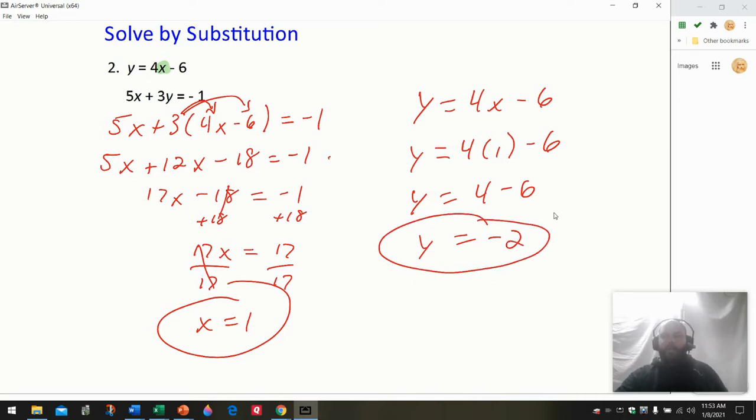Once you get your x and y, you have to write the ordered pair. So in this case, the x was 1 and the y was -2. So we write the ordered pair 1, -2. And once again, because we ended up with one ordered pair, that means if you graphed both of these lines, they would intersect in one place. And that's the point where they would intersect.